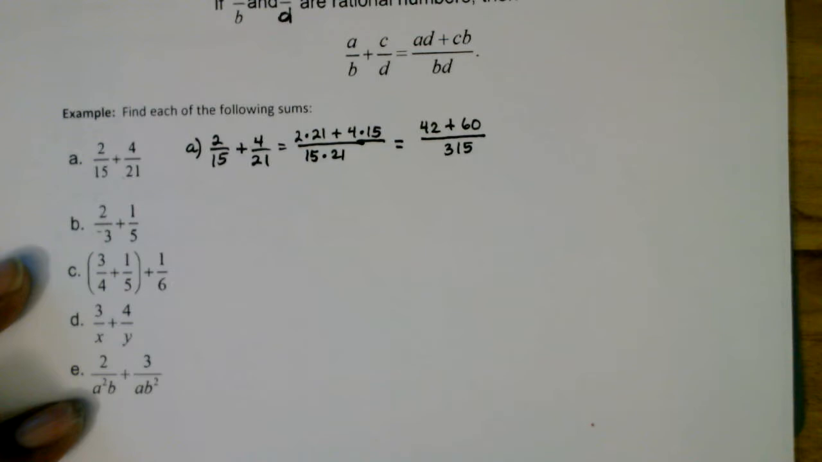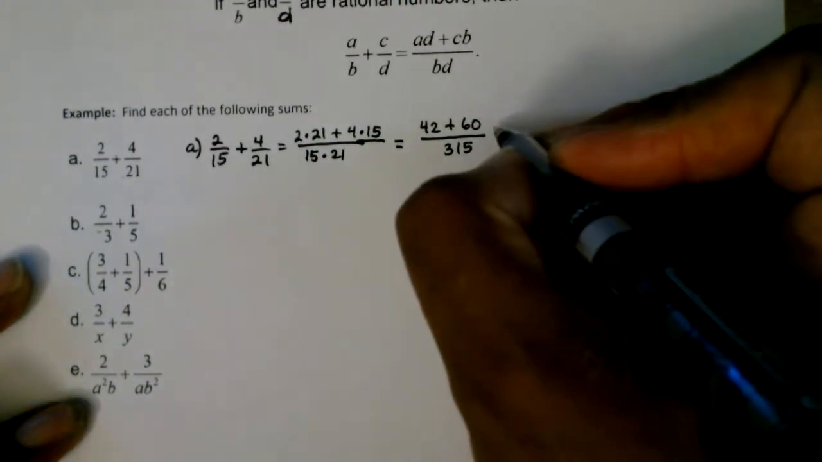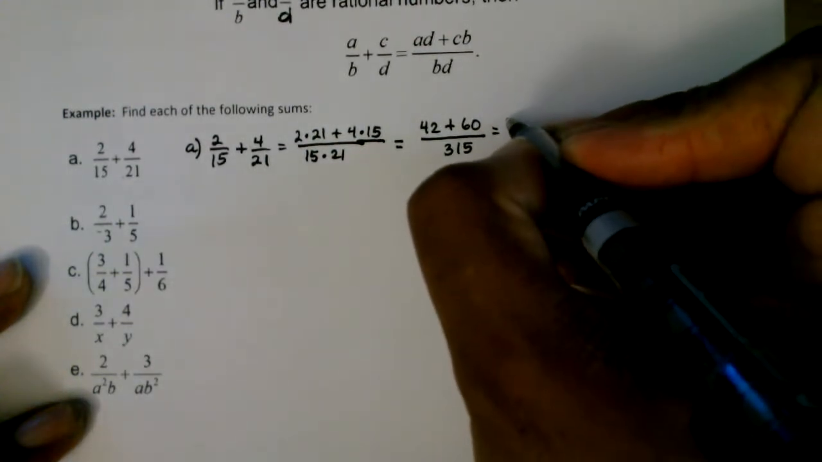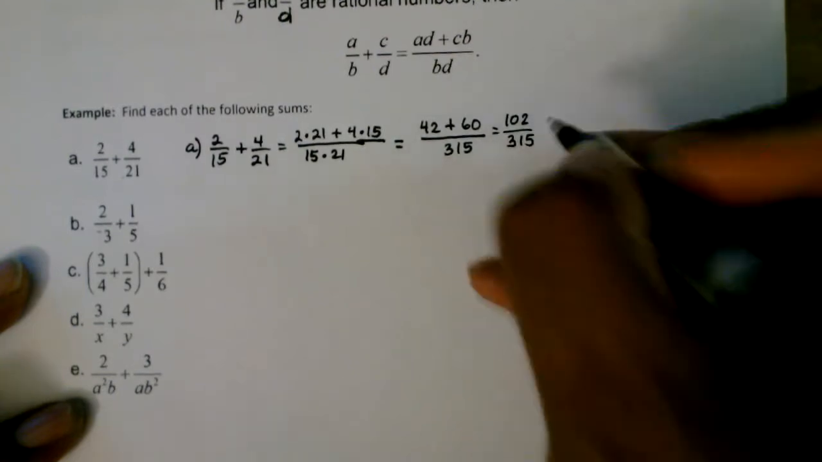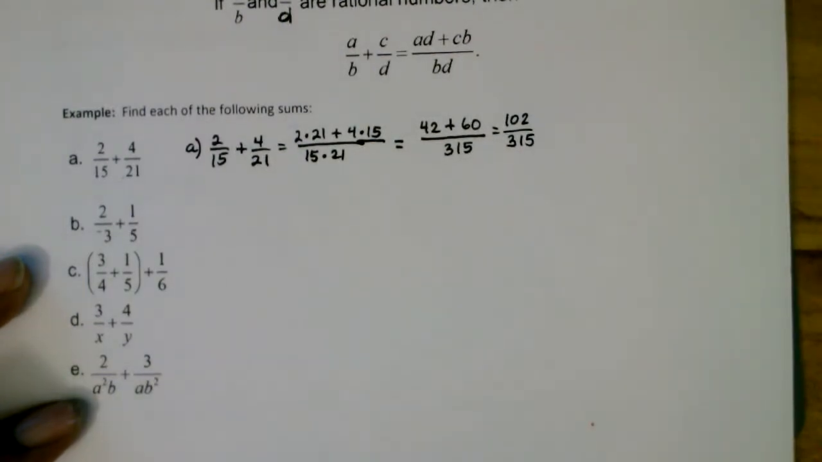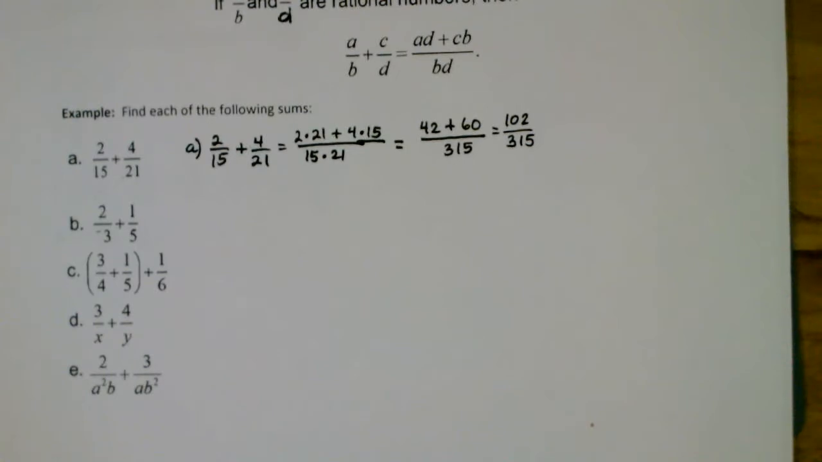Now I can add the 42 and the 60 together. I would get 102 over 315. Now, in some cases, you're going to have to write that fraction in simplest form, meaning you're going to have to do a little reducing here.